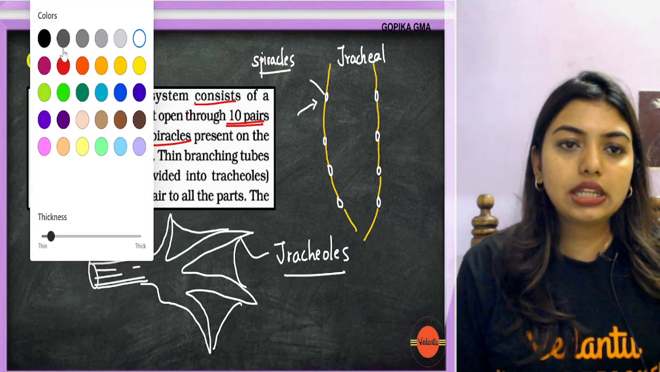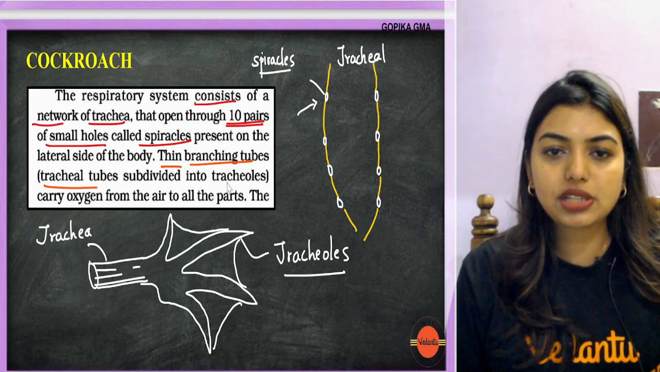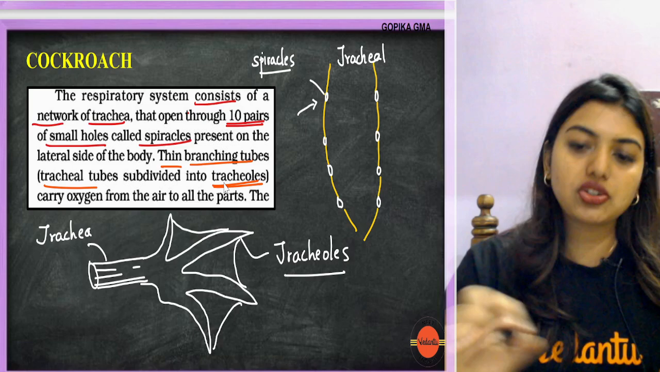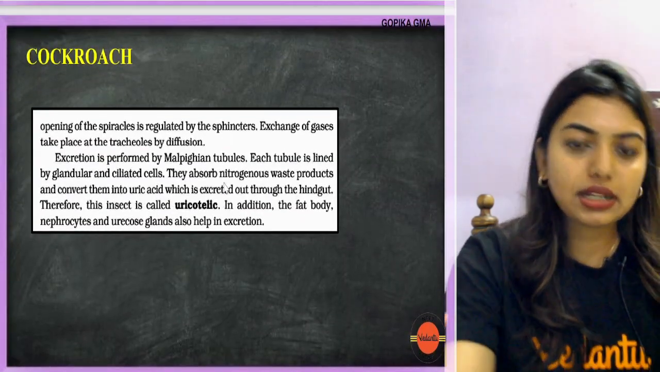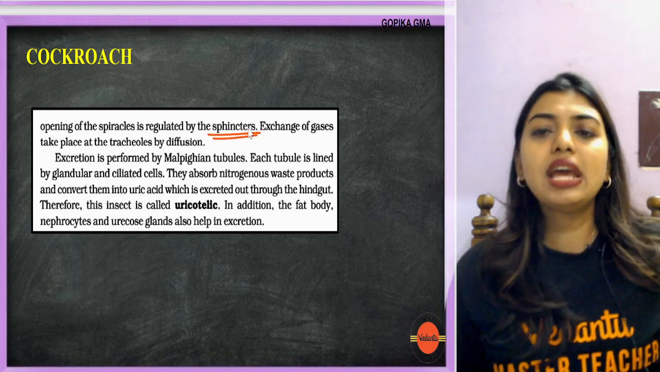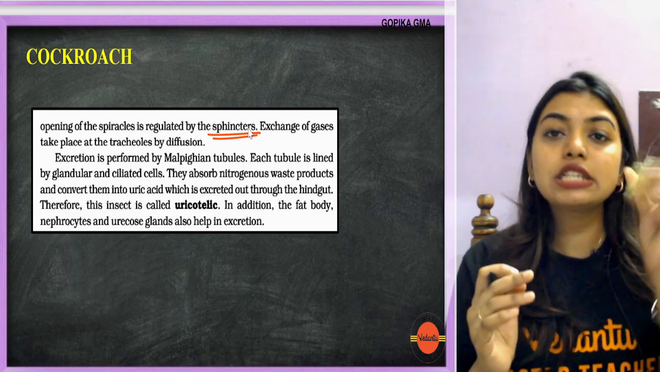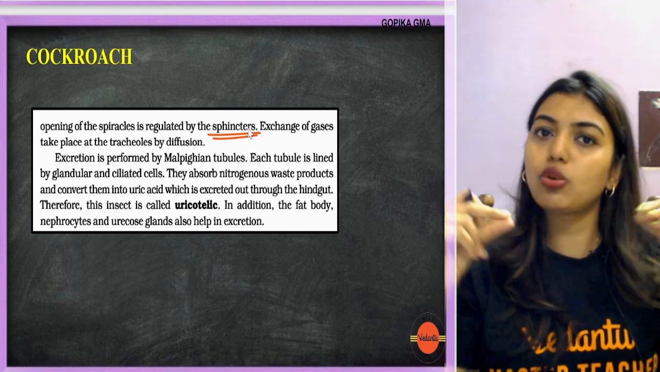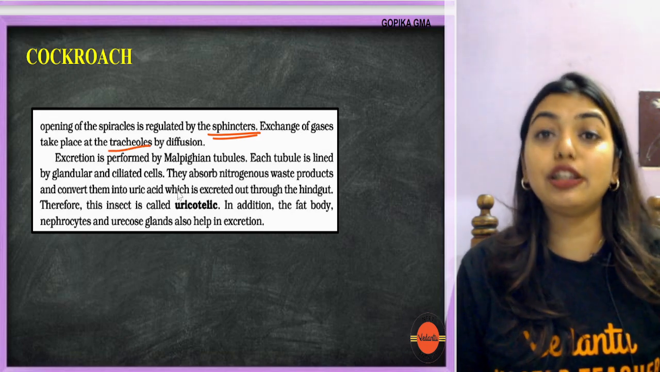So look here, thin branching tubes, that is the tracheal tubes subdivided into tracheoles, carry oxygen from the air to all the parts of the body. Now the opening of the spiracles is regulated by the sphincter. So obviously students, something is open, some control should be there, right? Something should be there to close and open it. Now exchange of gases takes place at the tracheoles by diffusion.